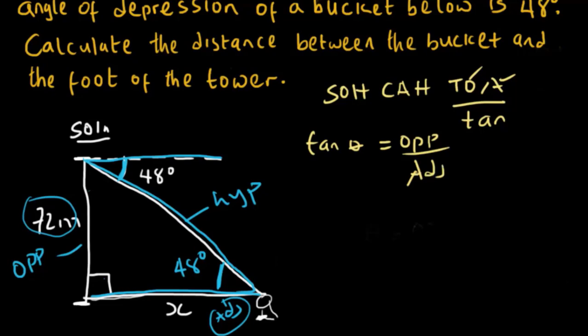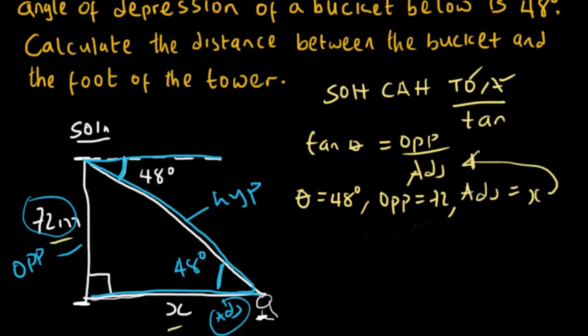Now what were we given? Theta, which is the angle, is 48 degrees. Opposite is 72 meters, and then we have adjacent to be equal to x. We slot this into the formula. We'll be having tan 48 equals, what's opposite? 72 all over what's adjacent? X. Now we have to look for tan 48.